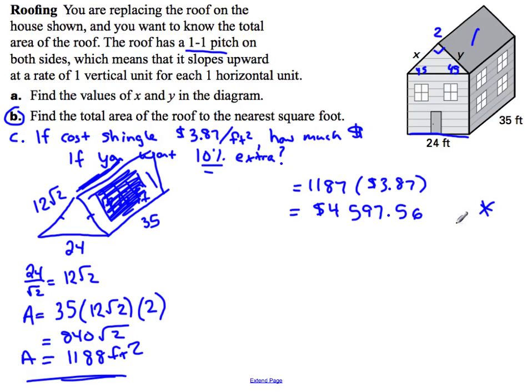Now, if I want 10% extra, that means I want all of this, that would be 100%, then I want 10% extra. So I want 100 plus the 10%. So I'm going to multiply this by 1.1, which is equivalent to 110%. So it's 100% of it plus another 10% on there. When I multiply it that way, to the nearest penny, I get $5,057.32. That gives you a good idea of how much this might cost if you're going to do the job yourself, as opposed to hiring somebody else, for materials anyway.